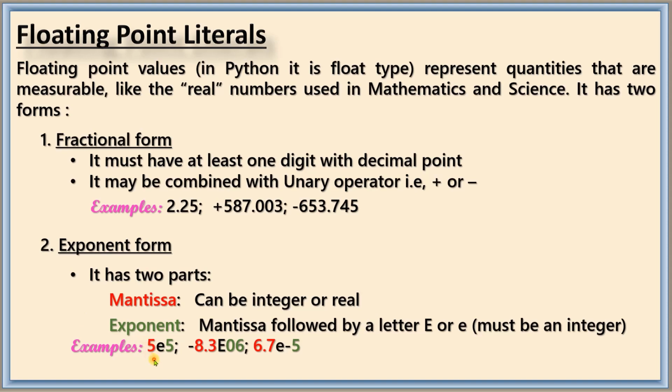Remember, mantissa can be a real or integer value. So you can see here 5 as a whole number, and in the second example you can see 8.3, and the third example also it is 6.7. So this may have the fractional part. But when you come to exponent form, after e, that means 10 to the power, you are writing 5 means 10 to the power 5. Here you cannot write 10 to the power 5.5. That is not allowed. So I hope you are clear now.